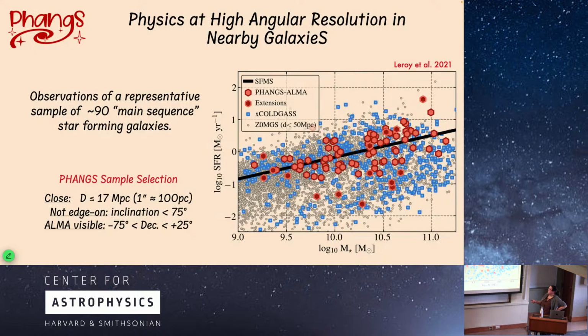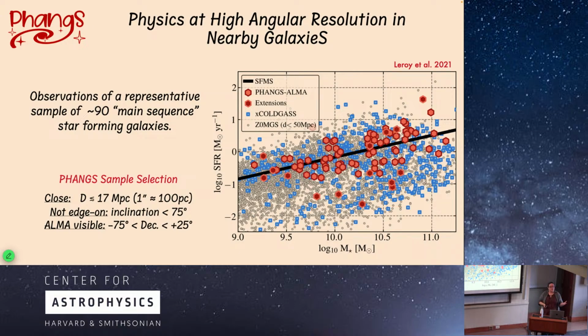So PHANGS is a sample of around 90 main sequence star-forming galaxies that are close, such that 1 arcsecond is around 100 parsecs. They're not edge-on, and they're visible to ALMA. That sets the sample definition. Here you can see the galaxies that have now been covered with ALMA observations.